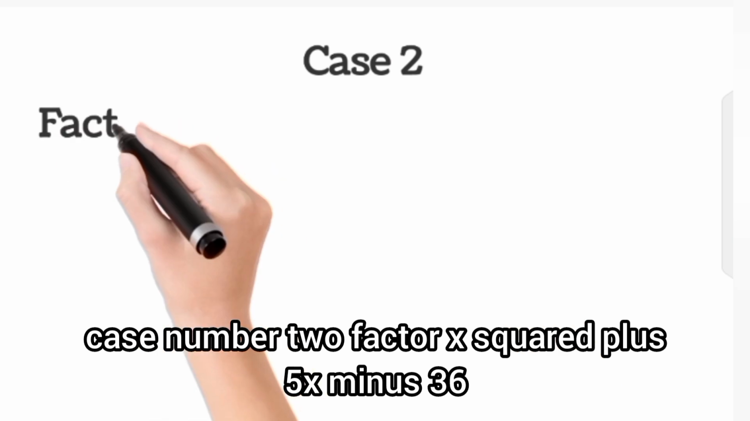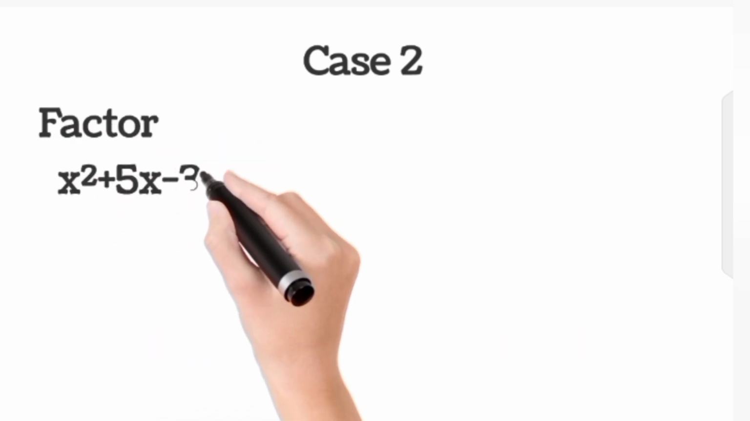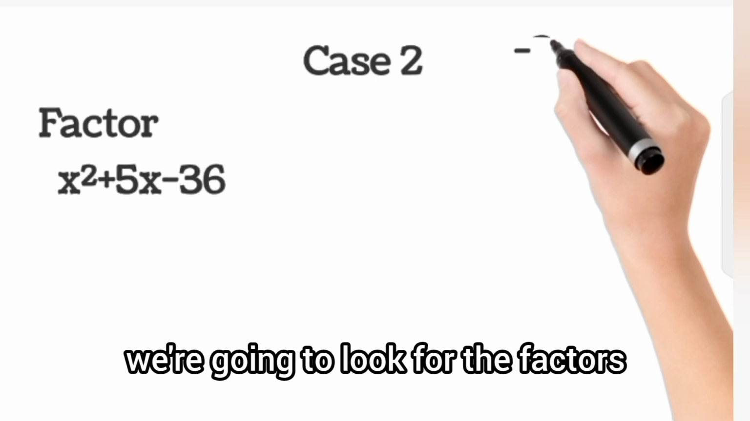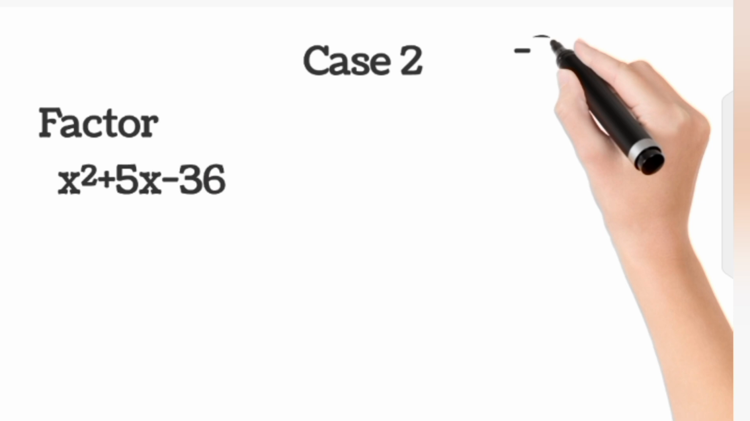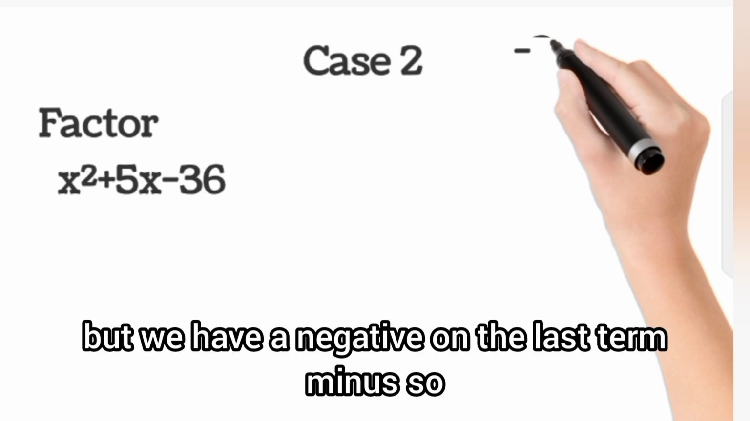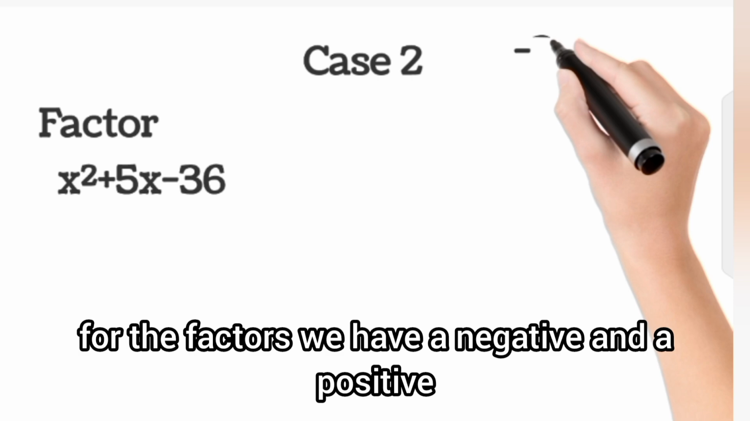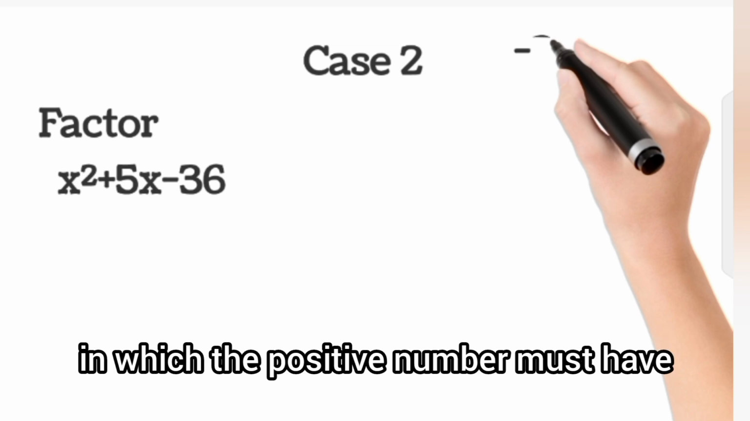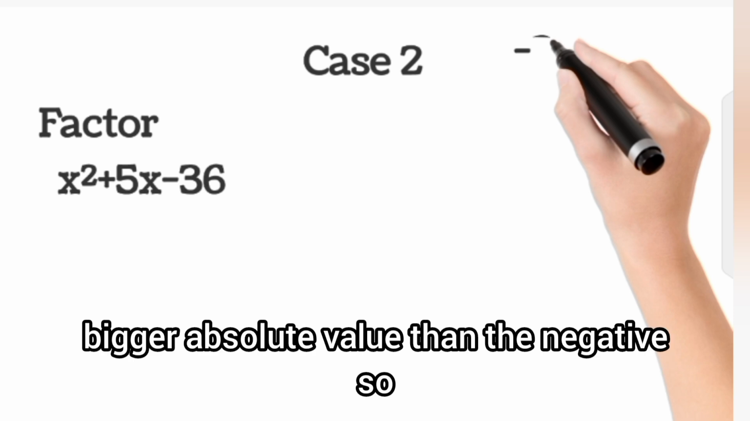Case number 2, factor x² plus 5x minus 36. We're going to look for the factors for 36 that if you add will give you 5, which is a positive. You have a positive in the middle term, but we have a negative on the last term, minus. So we have for the factors, we have a negative and a positive, in which the positive number must have bigger absolute value than the negative.